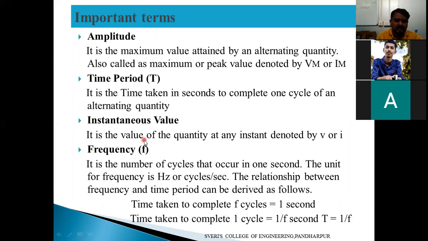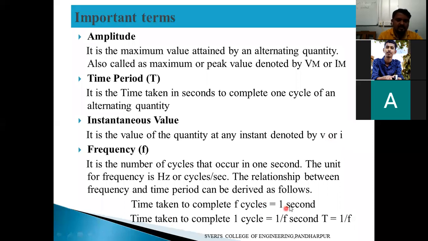Instantaneous value is the value of the quantity at any instant, denoted by capital V and capital I here. Suppose I say for 30 degrees, I will show that, that is the V we are going to consider. Instantaneous value means at that particular time only, understood?